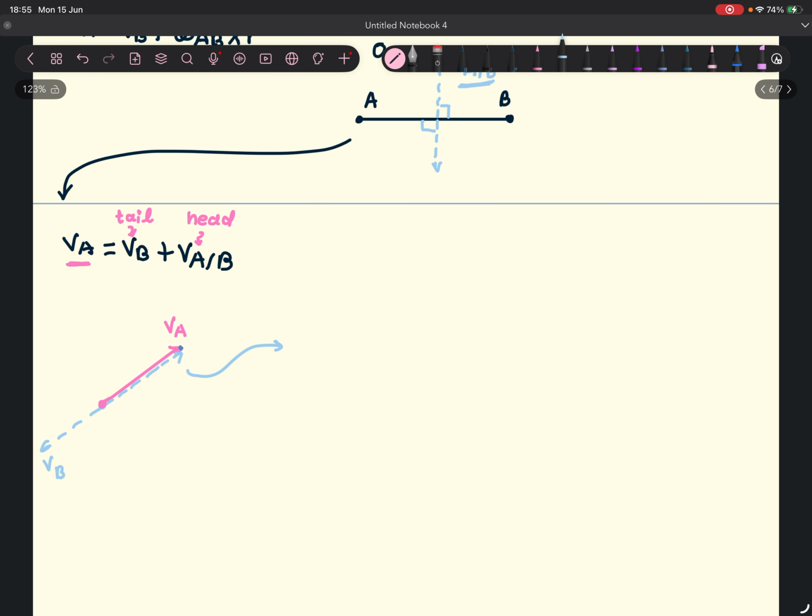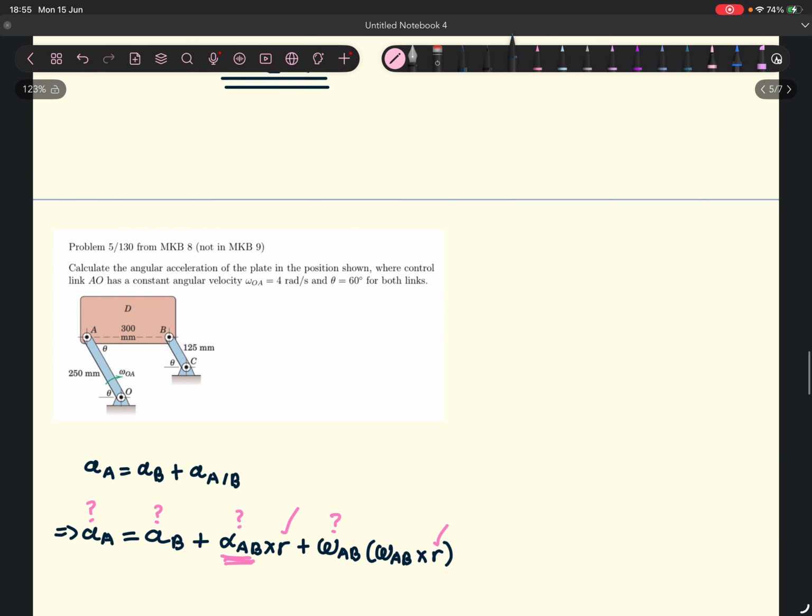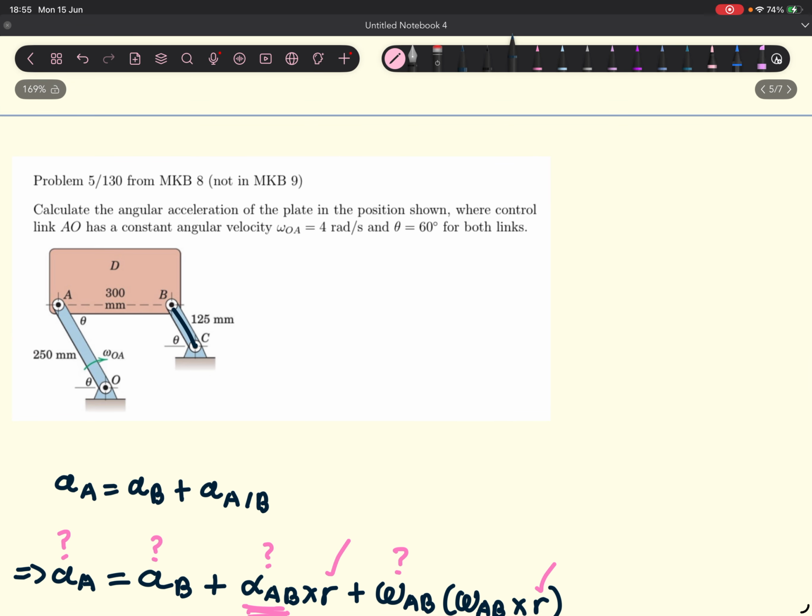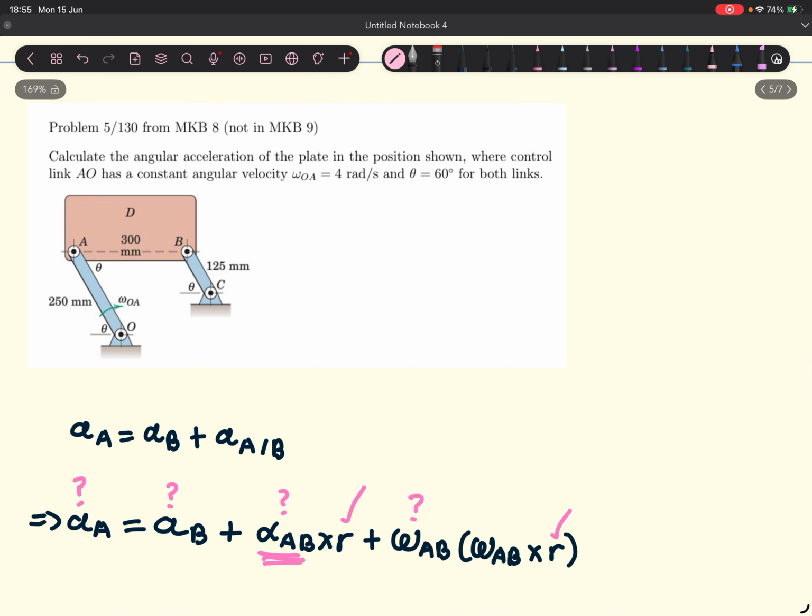So this tells us that, let me just draw it like this. This is VB. So this tells us that VA is equal to VB, right? Which means that VA relative to B is equal to 0. So whenever you have a case like this where you have two links that are at the same angle with one another, then there won't be any relative velocity between the two.